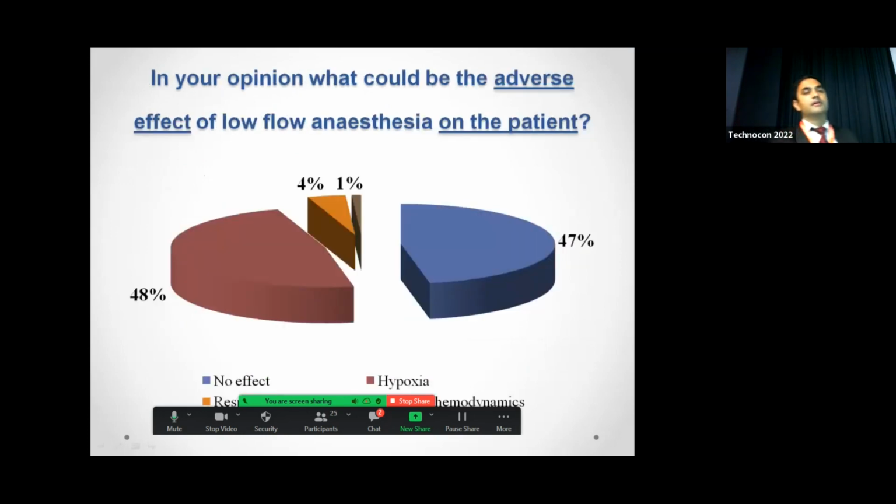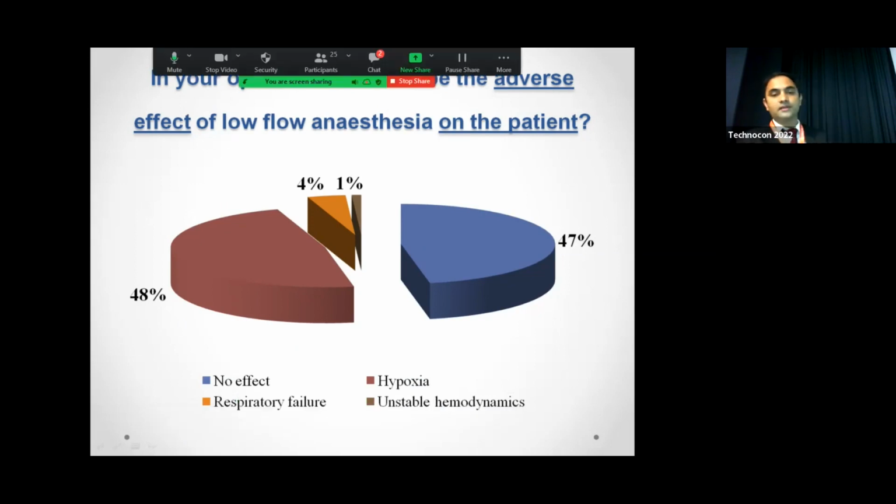Next question was, in your opinion, what could be the adverse effect of low flow anesthesia on the patient? There were various answers. Some considered there is no effect. Hypoxia was mentioned by 48% of the people. Respiratory failure was also considered by 4%, and 47.1% said it was unstable hemodynamics.